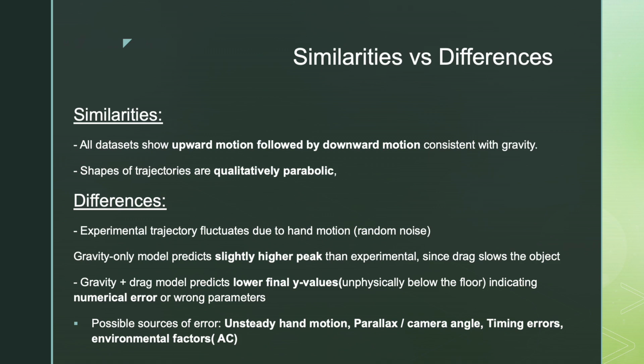The gravity plus drag model predicts lower final y values, which is unphysically below the floor, indicating numerical error or wrong parameters. Some possible sources of error include unsteady hand motion, the camera angle, timing errors, as well as environmental factors like the AC.